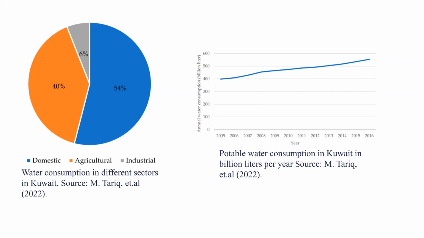Here you can see most of the water consumption in Kuwait is used for domestic reasons, the other 40% for agriculture, and for industrial reasons only 6%. The potable water, which is basically drinking water, is increasing every year, and this is for 2016. It's around 600 billion liters, and I believe the numbers are even more at this moment.